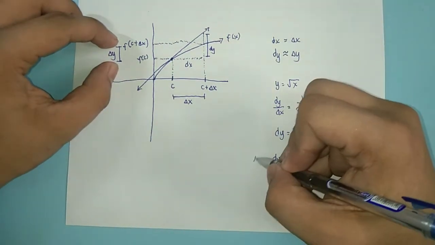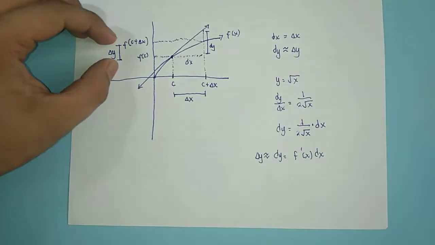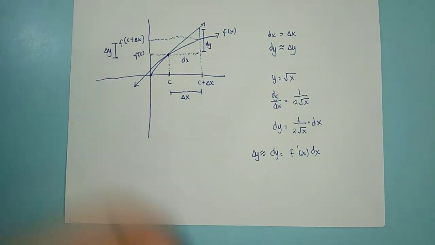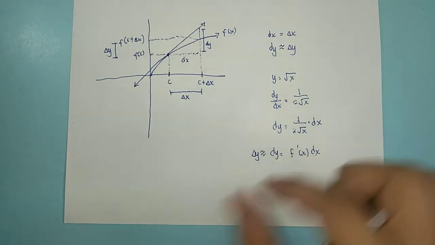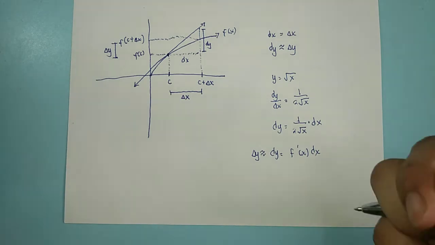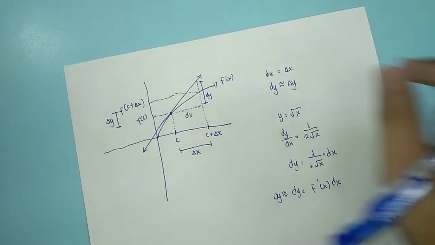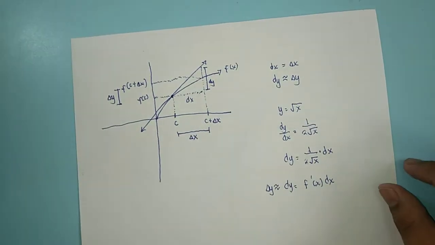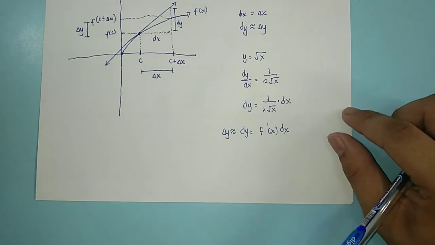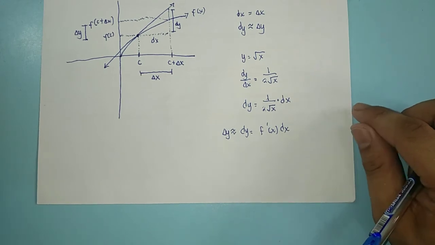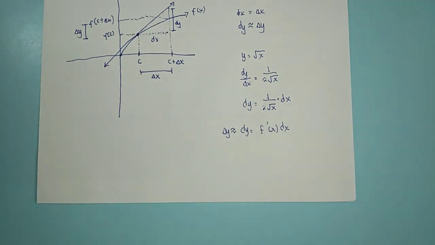Okay, so delta y is approximately equal to dy, which is equal to f prime of x dx. So ito yung ating differential of y. So yung differential of x or differential of independent variable is dx or delta x equals to delta x. And then yung differential ng y, which is approximation ng delta y, that is derivative of the given function times the differential of x.